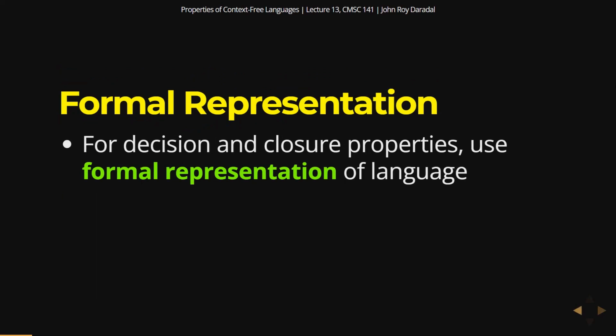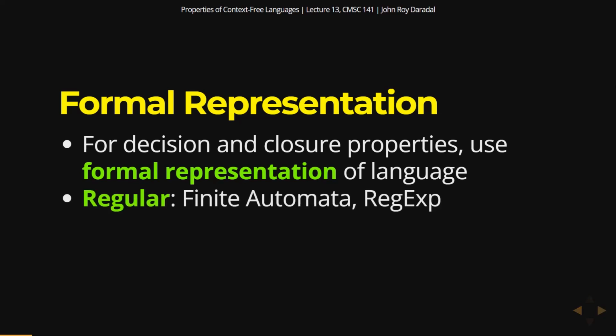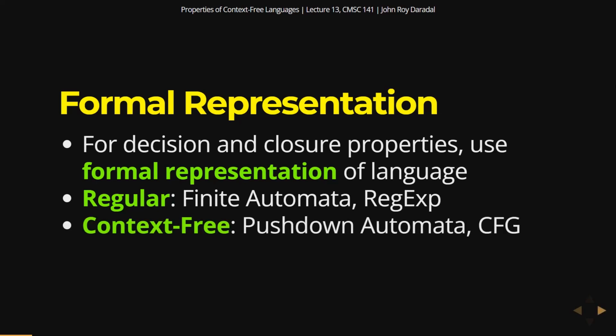And remember that we need to use formal representation for decision and closure properties. In the case of regular languages, we used finite automata and regular expressions because these were the formal representations, right? We can't just use the English description of the language. We have to write the finite automata or the regular expression representation of the language. So for context-free languages, we would have to write either the pushdown automata or the context-free grammar as the formal representation when we use this to prove the decision and closure properties of the language.